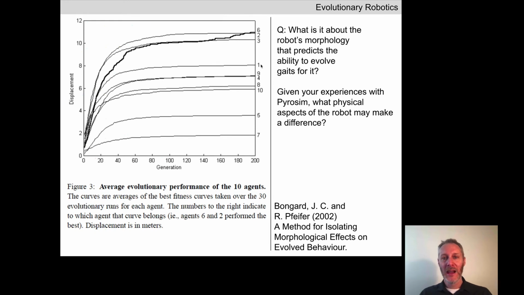Okay, so six was technically the winner here. You'll notice that the curve for six, shown in bold here, is a little rougher than the other curves. I didn't quite finish all my 30 runs for robot number six. I did complete the 30 runs for the other nine robots, and I averaged the best fitness across those 30 runs for each of the 10 robots. So I don't have any error bars on here, meaning I can't tell you much about the uncertainty of these curves, but you can see that more or less 6, 2, and 3 were tied for first place.